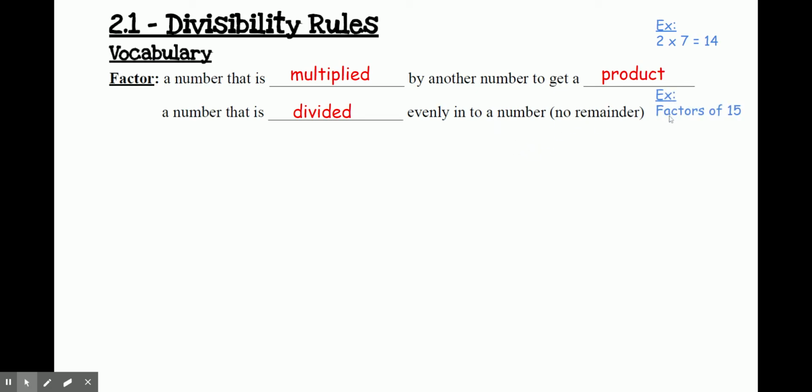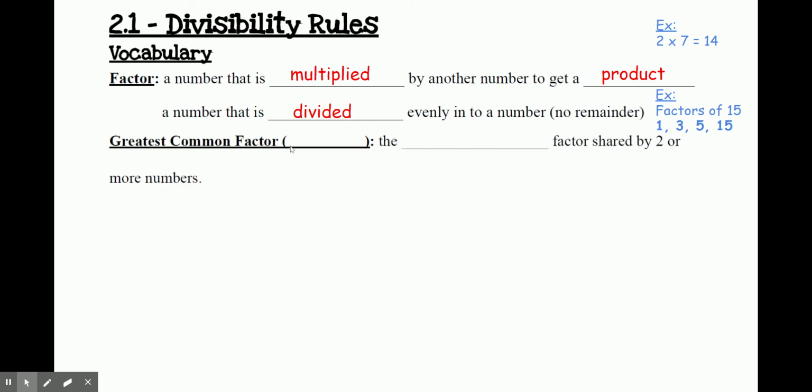So factors of 15. What numbers can you divide 15 by evenly? Well, you can divide 15 by 1. 15 divided by 1 is 15. No remainder. 15 divided by 3 is 5. 15 divided by 5 is 3. 15 divided by 15 is 1. So if you divide 15 by any of these numbers, you won't have a remainder or a decimal or a fraction. But let's say you divide 15 by 2. You'd end up with 7.5. And so that is not considered a factor of 15.